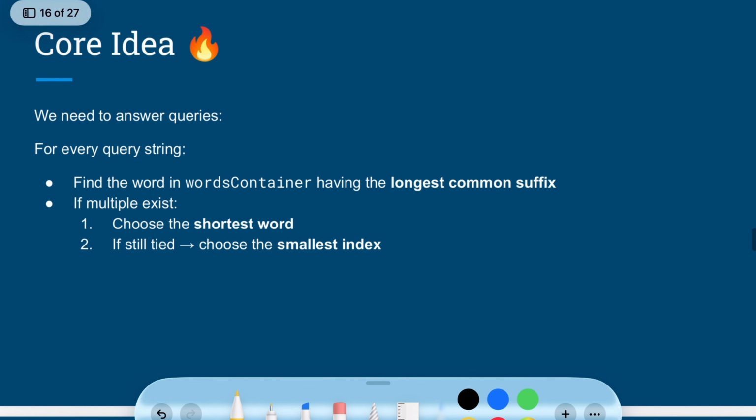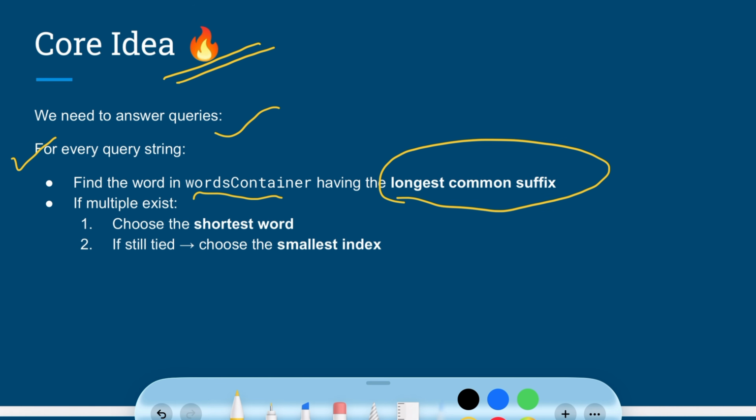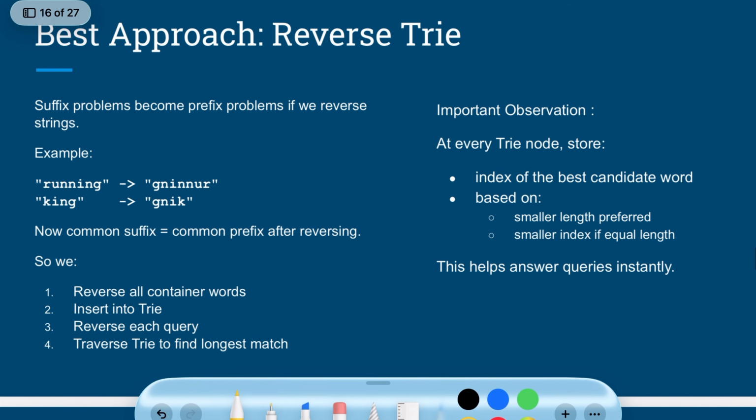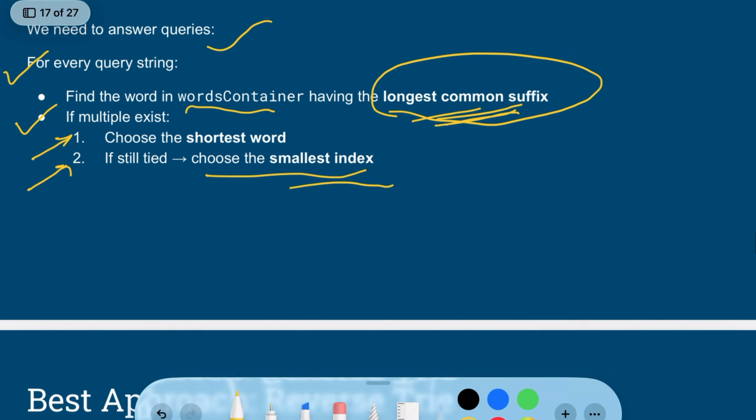Now let's talk about the core idea, guys. It's very important. We need to answer the query. For every query string, we have to find the word in the words container which has the longest common suffix. If multiple words have the longest common suffix, then you choose the shortest word. If you find multiple shortest words, meaning the tie happens again, then you choose the smallest index. This is the core idea. If you have not understood, pause here and go through it.